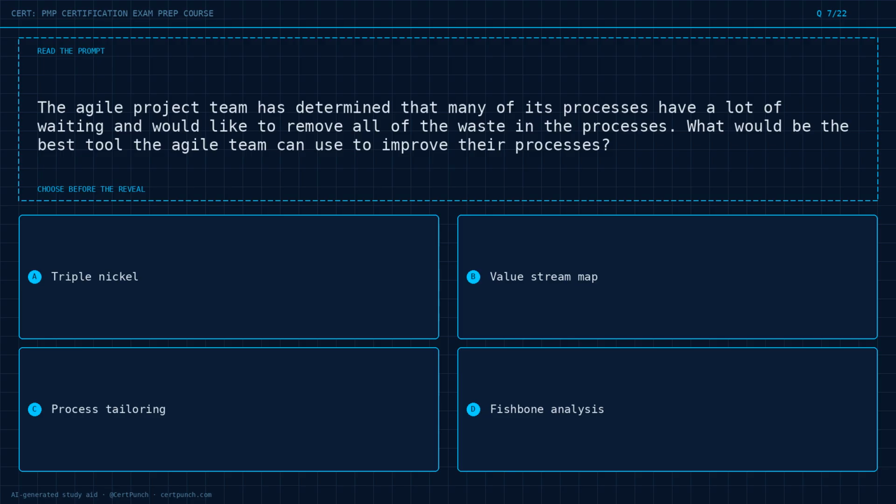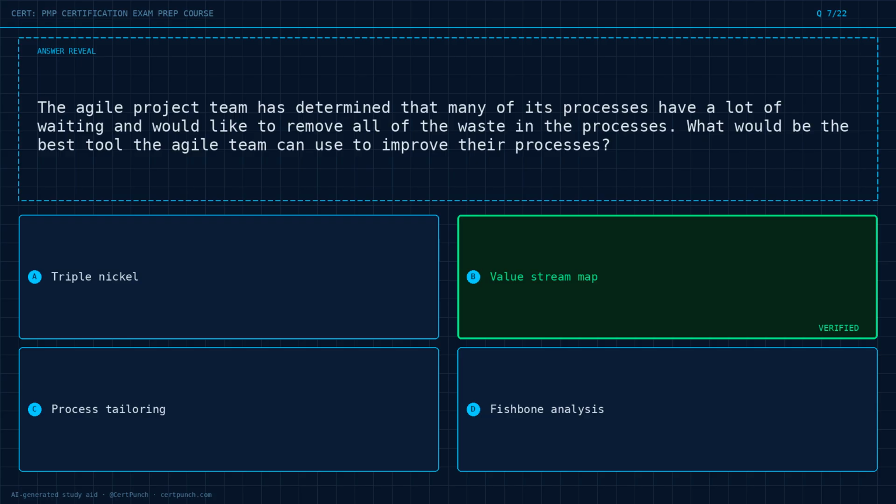Question 7 of 22. The Agile project team has determined that many of its processes have a lot of waiting and would like to remove all of the waste in the processes. What would be the best tool the Agile team can use to improve their processes? Option A, triple nickel. Option B, value stream map. Option C, process tailoring. Option D, fishbone analysis. Decide on the strongest option before the reveal. Stay with your gut.